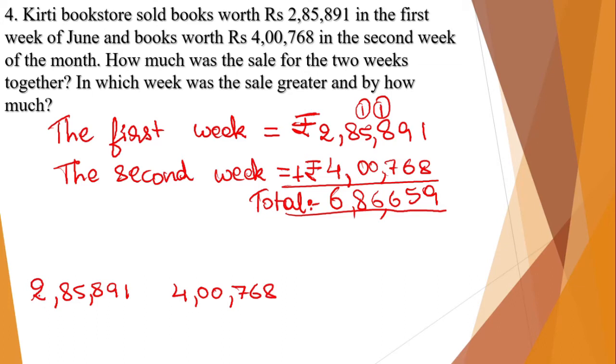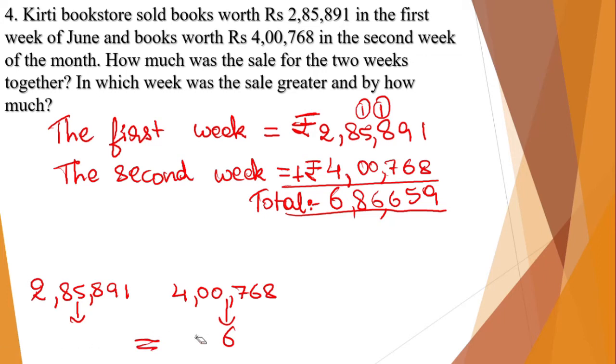So to compare them, the rules are, first we should check the digits. So we have 1, 2, 3, 4, 5, 6. So we have 6 digits in the first number. And in the second number we have 1, 2, 3, 4, 5, 6. So in the second number also we have 6 digits. Right. Now here 6 and 6 are equal.